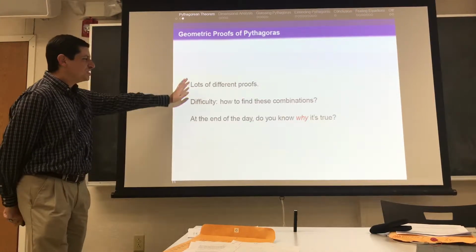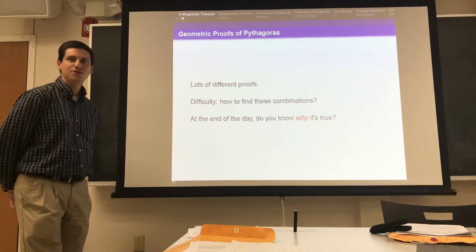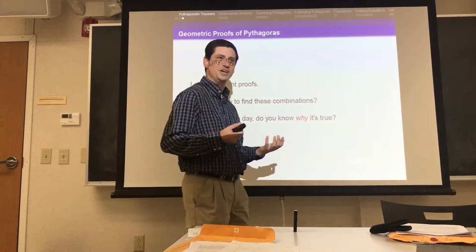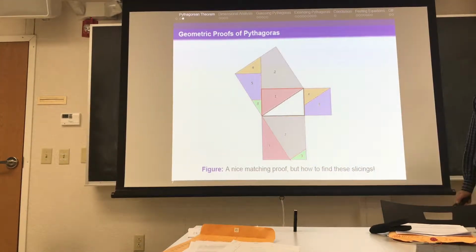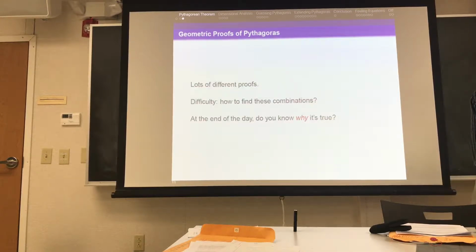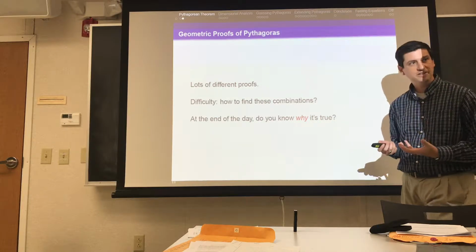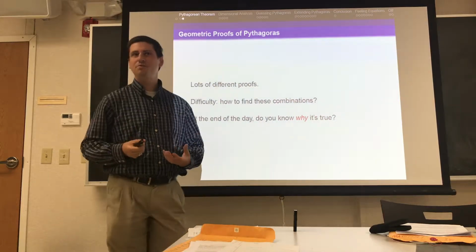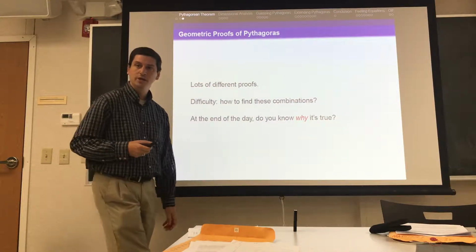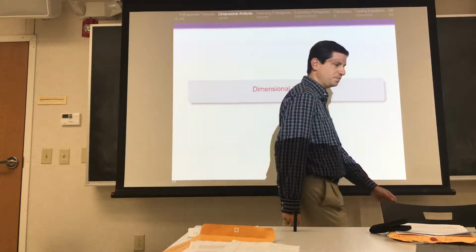All right, so there's lots of different proofs. One of the big questions, of course, is how the hell do you find some of these combinations? You know, if you go back to this monstrosity, where the heck? At the end of the day, though, do you have any idea why it's true? It's a result. It's a fact. That's good. We'd at least like to have the fact to use. But more than that, I'd like to understand why it's true. And then maybe I can prove some other stuff.